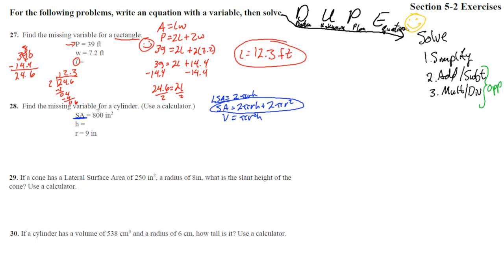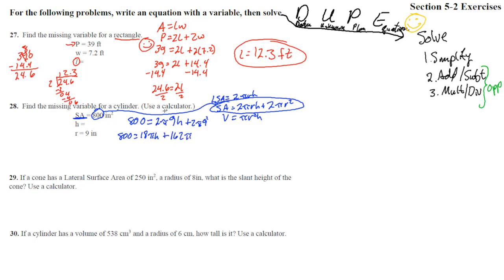So let's write what we have. The 800 goes in for the SA. So we have 800 equals 2 times pi times R, which is a 9, times the H, plus 2 times pi times 9 to the second power. So let's write it over here. 800 equals 2 times pi times 9. That's 18 times pi times H, plus 2 times pi times 9 squared. 9 times 9 is 81, times 2 is 162 pi.